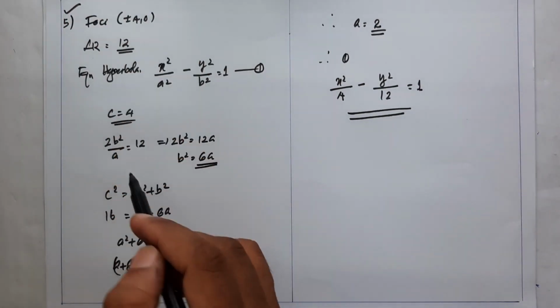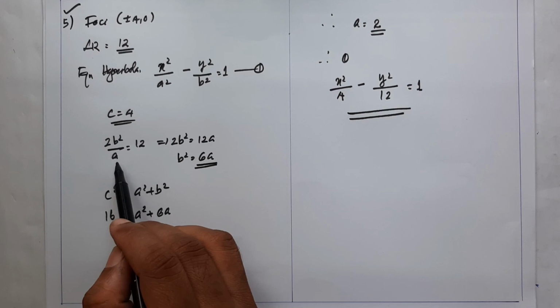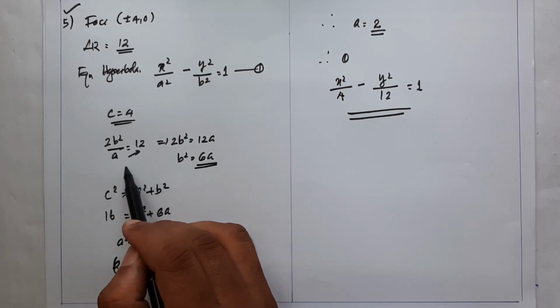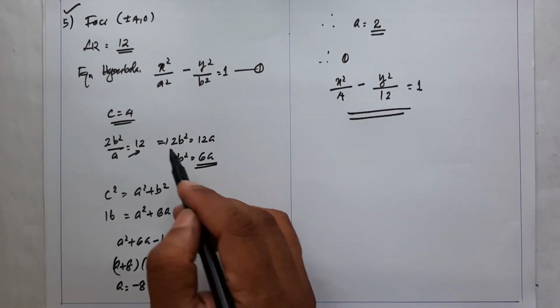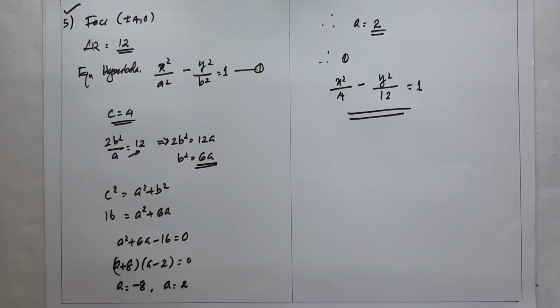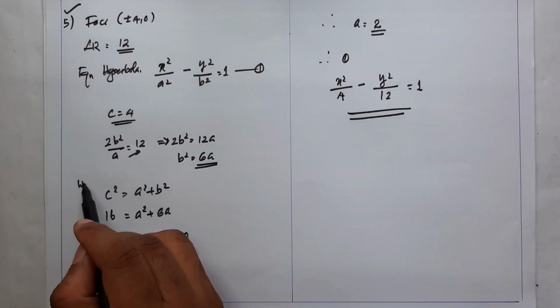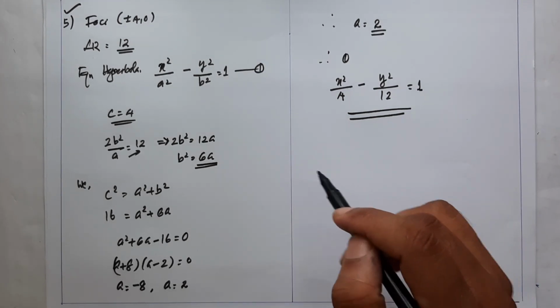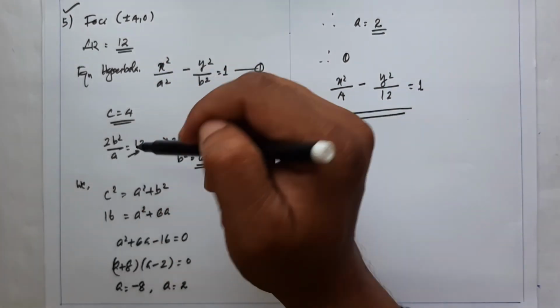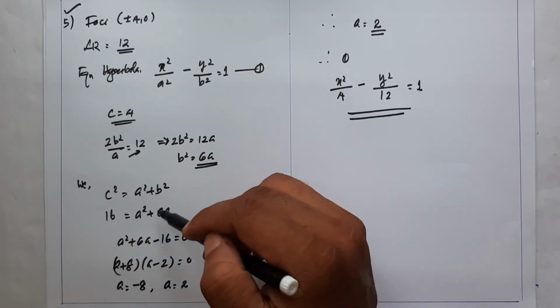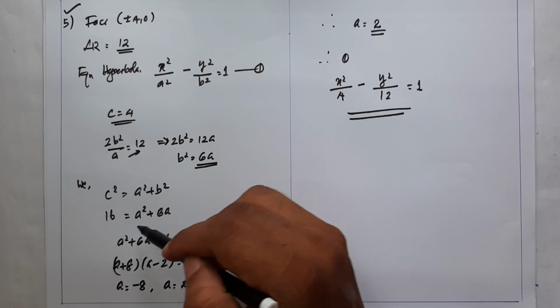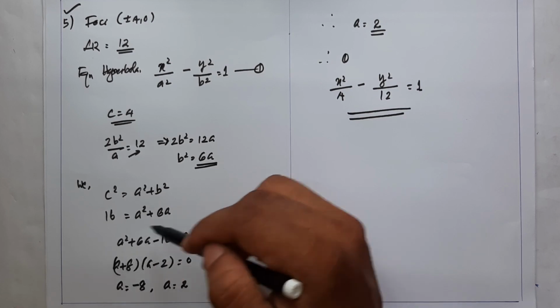Here the latus rectum is 12. Latus rectum means 2b square by a is 12, and therefore 2b square equal to 12a, so b square equals 12a by 2, that is 6a. Now we use the equation c square equal to a square plus b square. Here c is 4, and b square corresponds to 6a. That is 16 is equal to a square plus 6a, or a square plus 6a minus 16 equal to 0. It's clearly a quadratic in a.